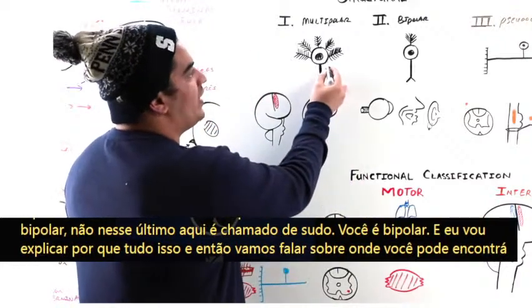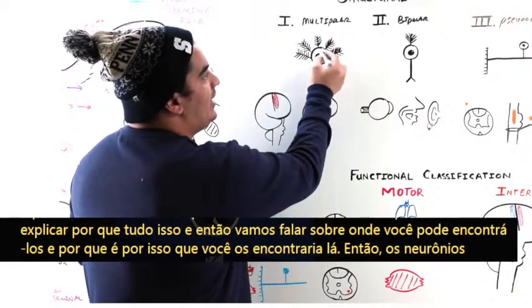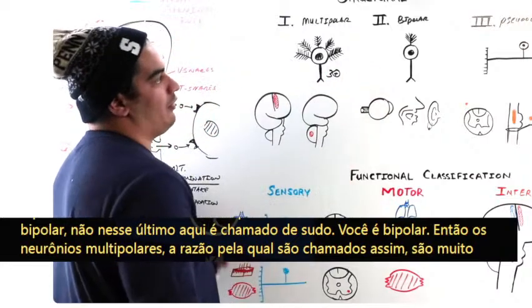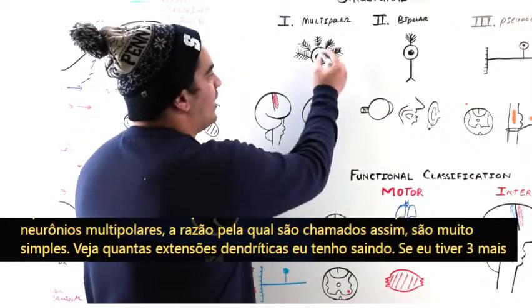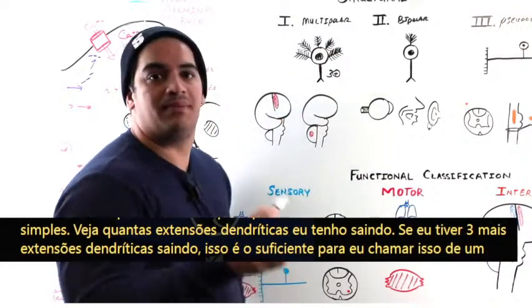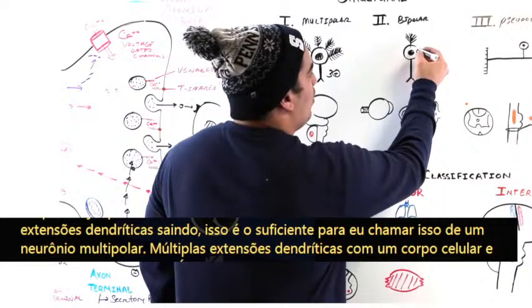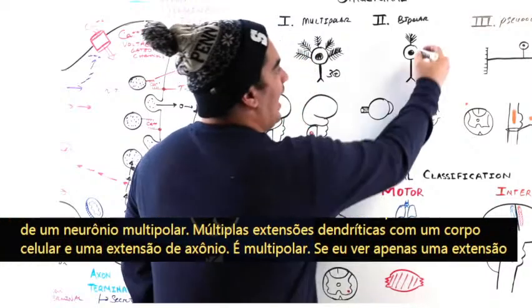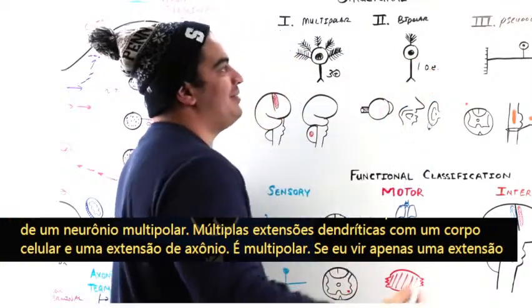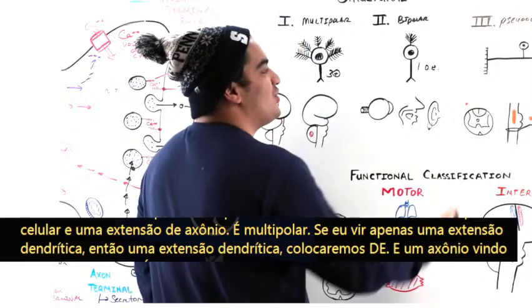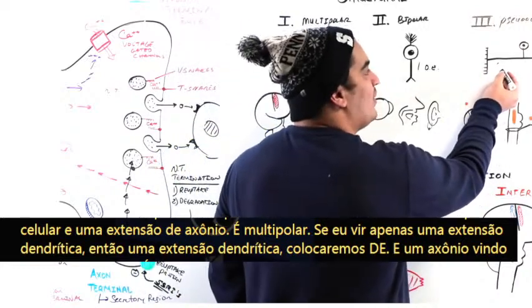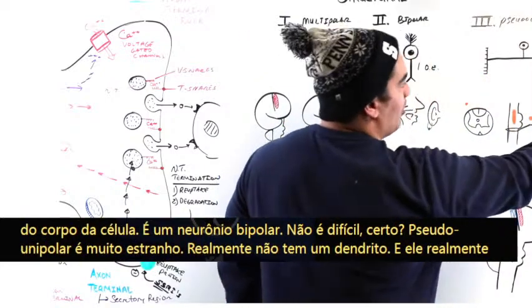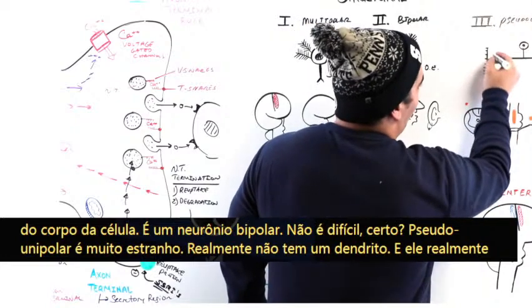So the multipolar neurons, the reason they're called that is very simple. Look at how many dendritic extensions I have coming off. If I have three or more dendritic extensions coming off, that's enough for me to call this a multipolar neuron. Multiple dendritic extensions with a cell body and an axon extension, that's a multipolar. If I only see one dendritic extension, we'll put DE, and one axon coming from the cell body, that's a bipolar neuron. It's not hard, right? Pseudounipolar is really weird. It doesn't really have a dendrite, and it doesn't really have a distinguishable axon with a terminal kind of thing.